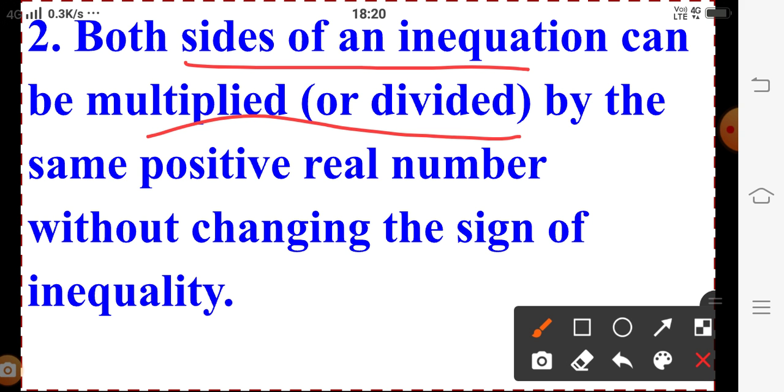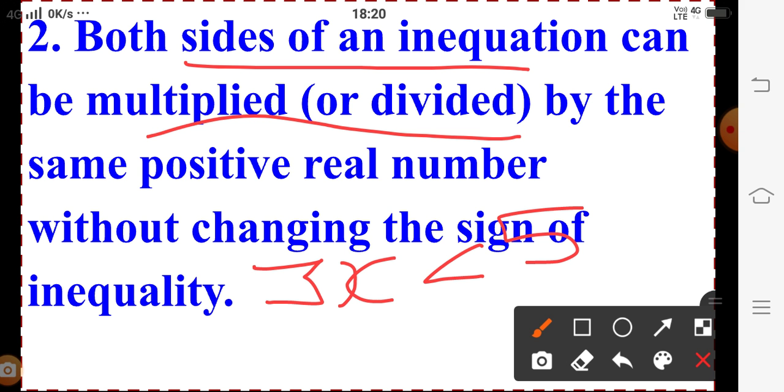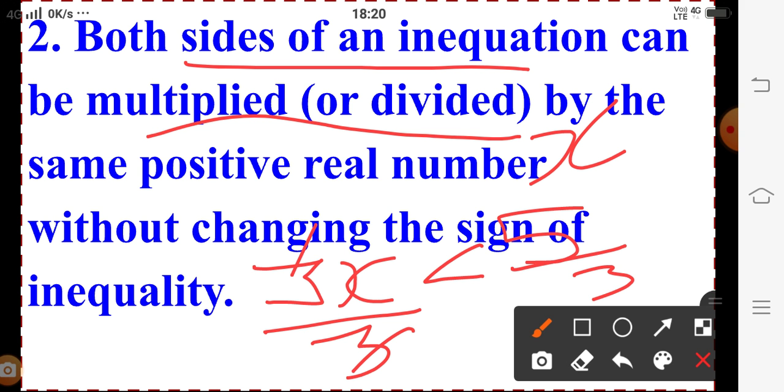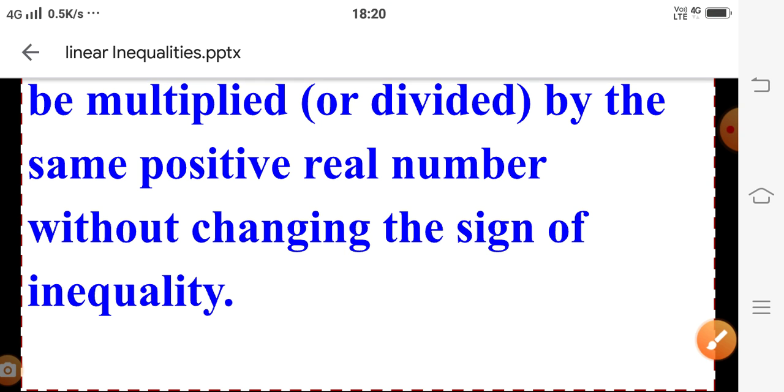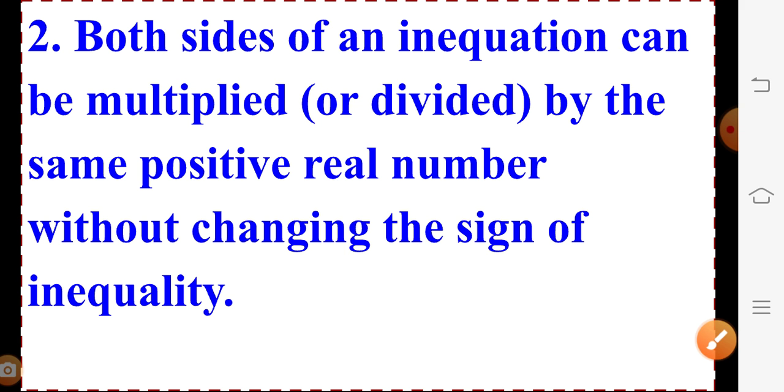If the value I am getting is in multiplication, suppose I am getting 3x, and 3x is less than 5, and I want to remove this 3, then I am going to divide both the values by 3. Then 3 gets cancelled out, and x becomes free from the constant number. x is less than 5 by 3. Same for division: if you are getting any value in division, then for eliminating that value, we multiply by the same value on both sides.